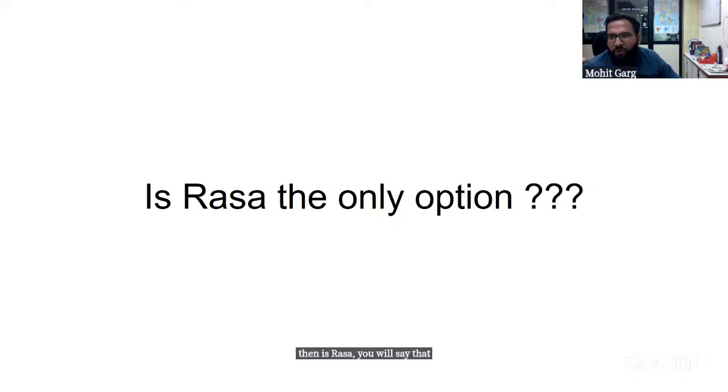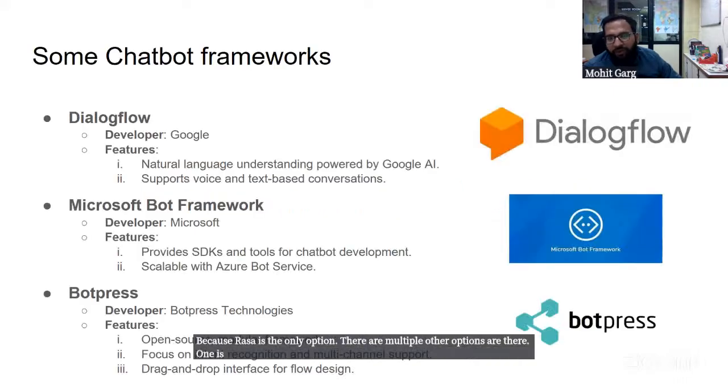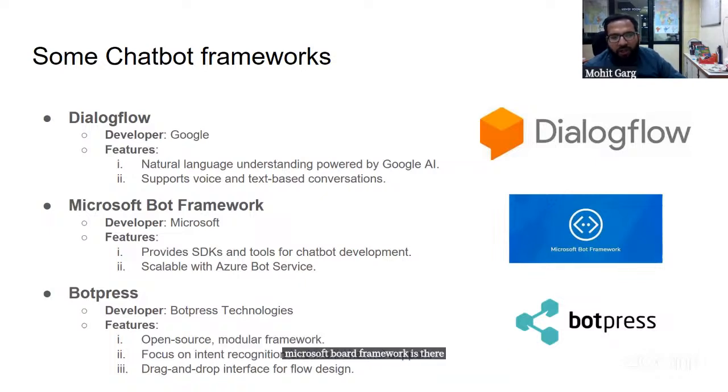Then, you say that Rasa is the only option? No, I'll not say that Rasa is the only option. There are multiple other options. One is Dialogflow, which is based on Google. You can use that. Then there is Microsoft Bot Framework. You can use that also. Then BotPress is there. You can use that also.